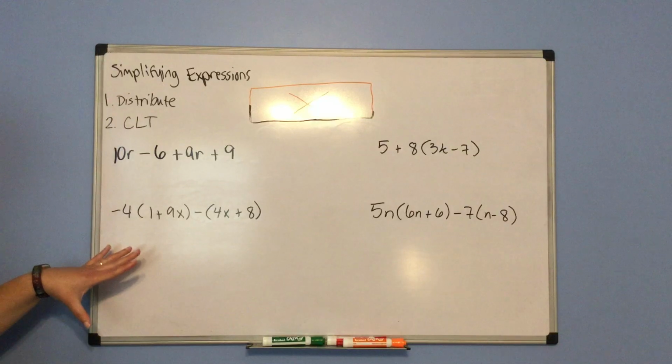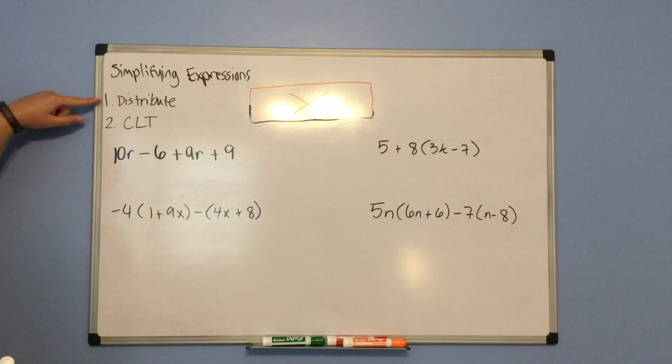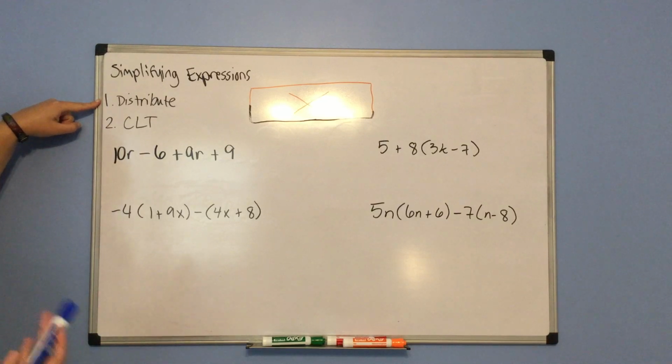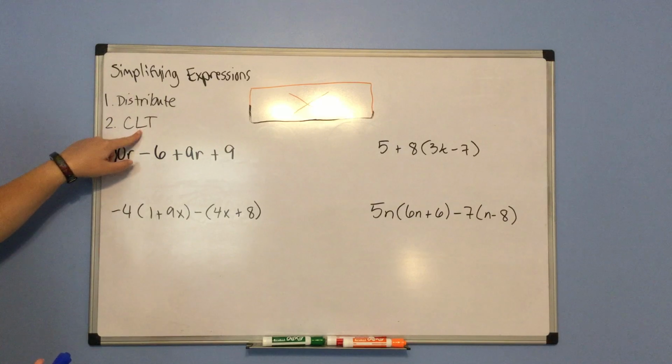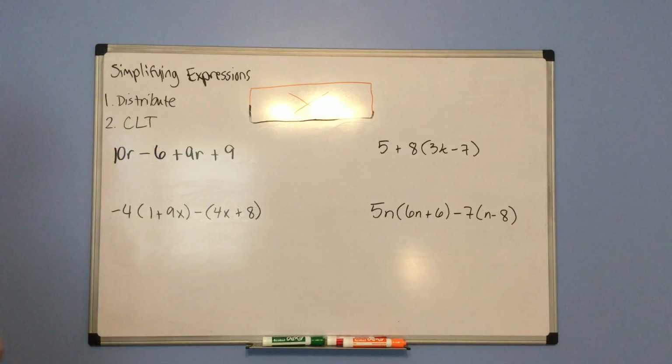So when we're simplifying expressions, we want to make sure we do two things. We want to make sure that if we can distribute, we do. Sometimes there won't be any distributing to do. And we also want to make sure that we combine any like terms. I abbreviated that. So this first one, let's just dive right in.